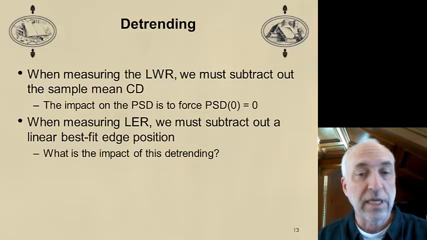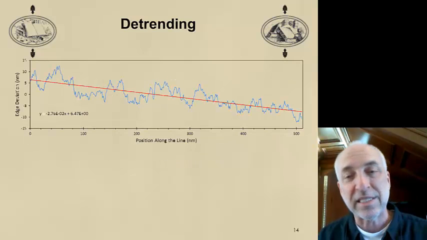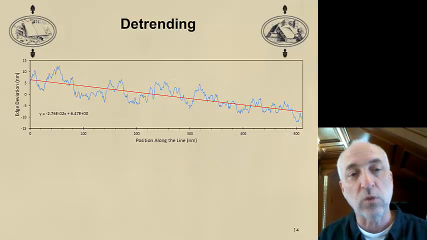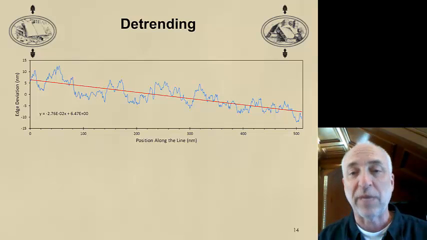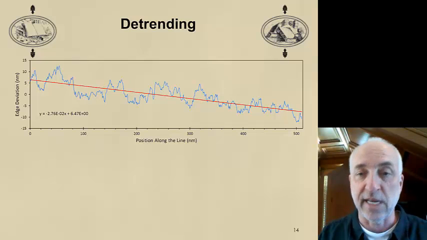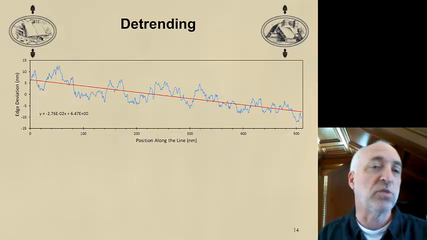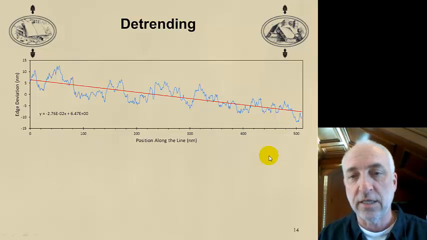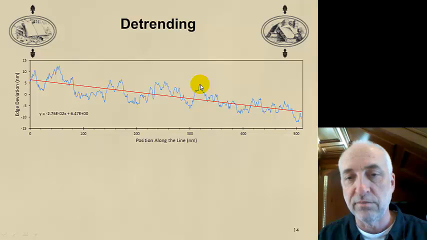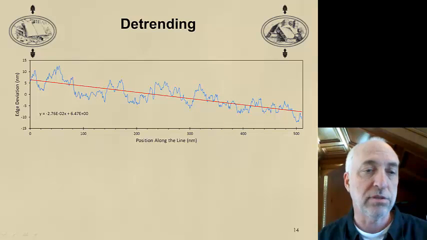Well, what's the impact of this detrending on line edge roughness? Well, we can see qualitatively what it will be, and then I'll try to quantify it in a moment by looking at this simple example. Here's some roughness data, and when I look at it, I see a trend, a linear trend. Maybe the SEM image has been rotated a little bit. So I best fit the line shown in the red, and then I subtract the measured values from the best fit line, and that becomes my line edge deviation data.